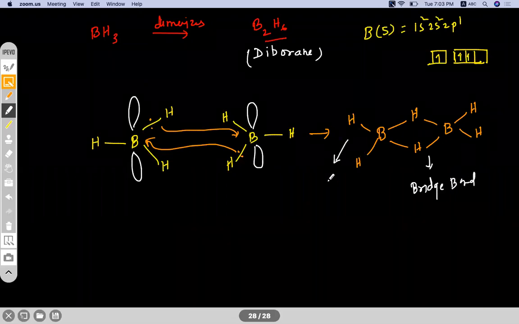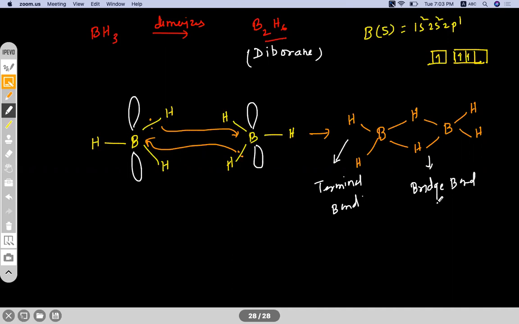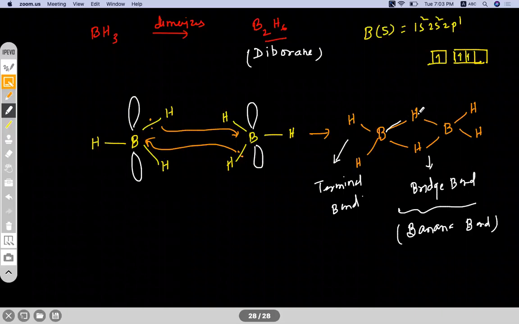And this is the terminal bond. We also call this one the banana bond, because it looks like a banana. That's why, nothing else. And we have a similar thing on this side also. So it looks like a banana, hence we call it a banana bond.